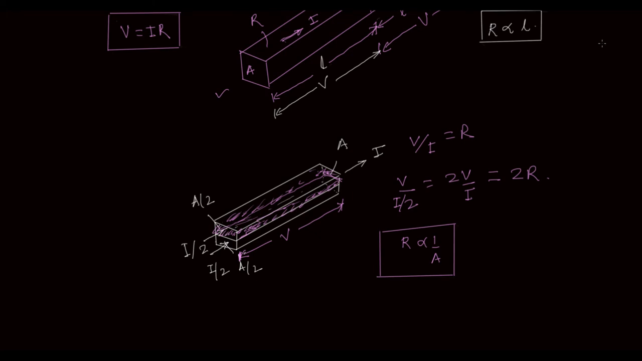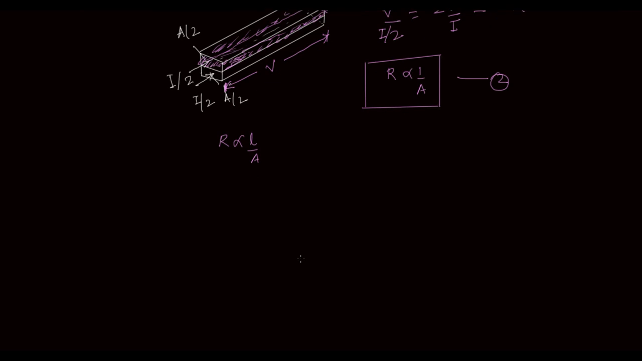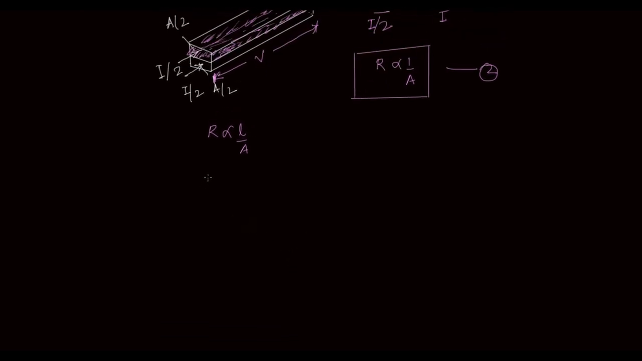Okay. So we have two conditions. The first condition is that R is directly proportional to L, and the second is that R is inversely proportional to A. Now if I combine these two, R is directly proportional to L upon A, is it not? When I remove this proportional sign and replace it with an equality, a constant of proportionality rho comes in, and this rho is called resistivity.